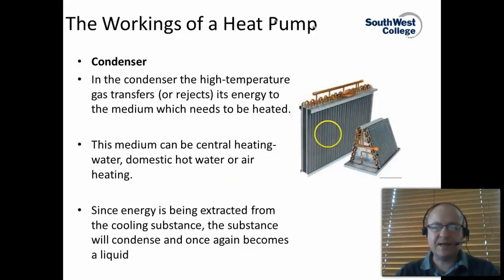And since the energy has been extracted from the cooling substance, the substance then condenses from being a gas back into being a liquid again. And that's why this heat exchanger on this side is called the condenser.